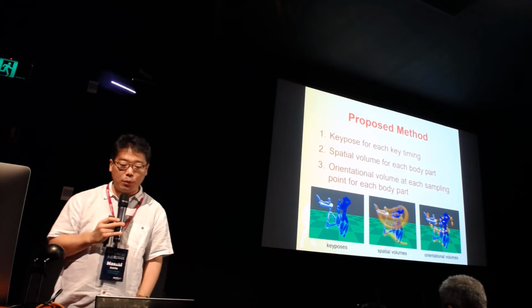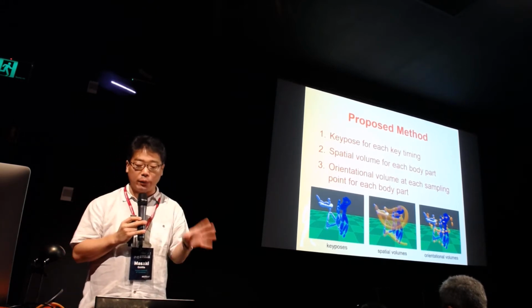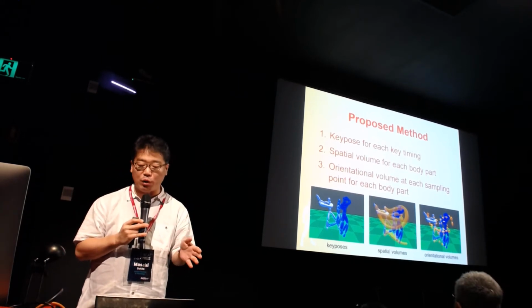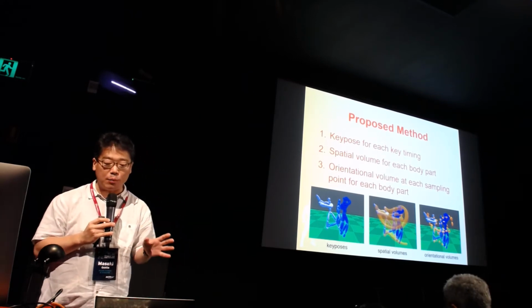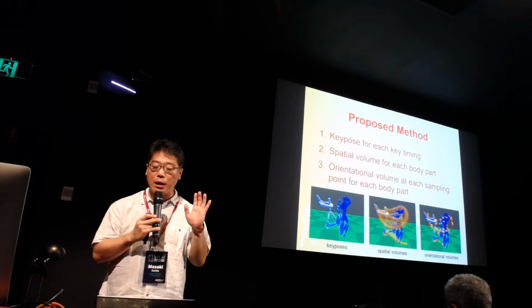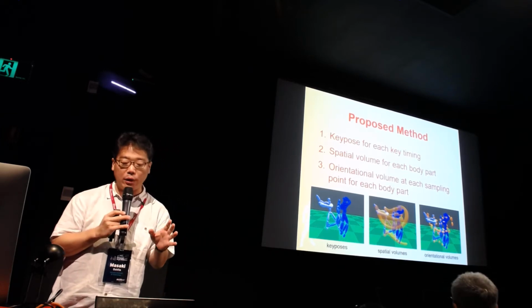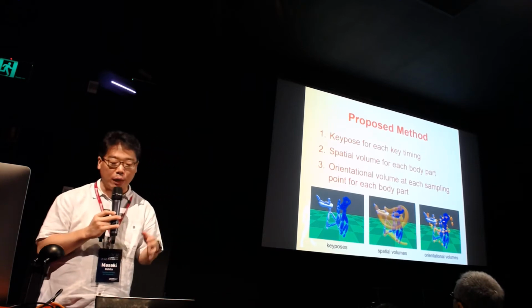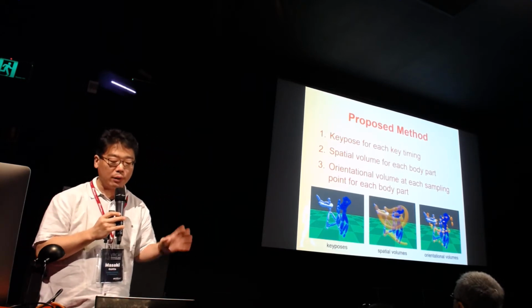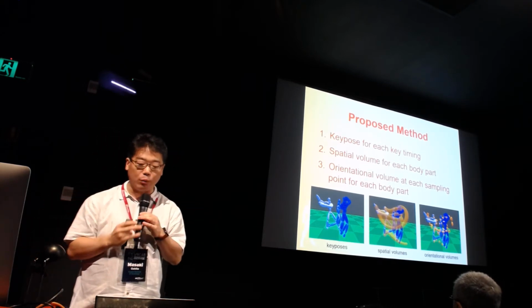So our method computes the positions and orientations of body parts at each frame of each input motion using forward kinematics. Then our method generates 3 types of motion volumes to represent a range of key poses for each key timing, a spatial volume for each body part, and the orientation of the volume at each sampling point of each body part. And I'll explain this method in the following slides.